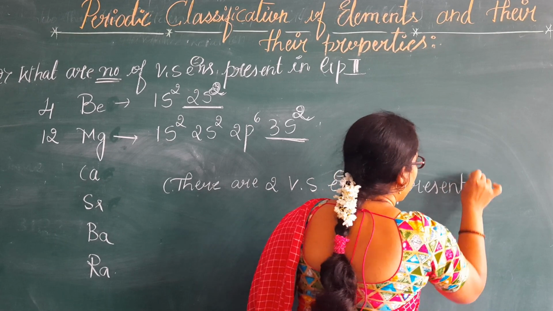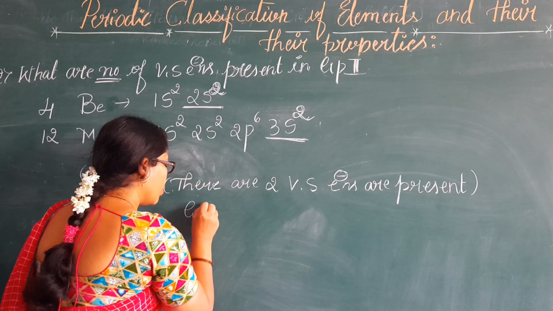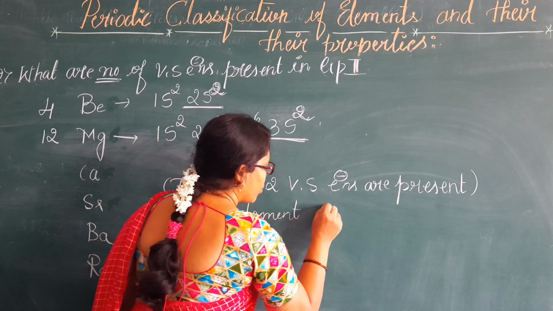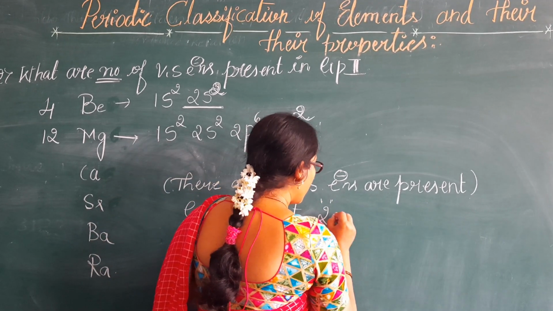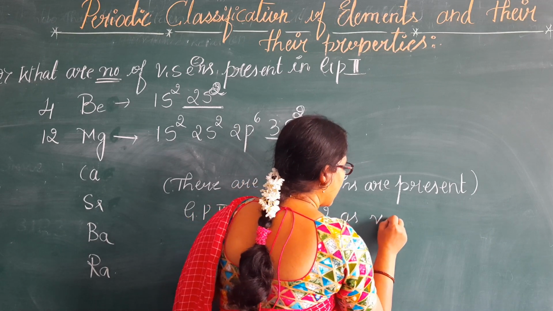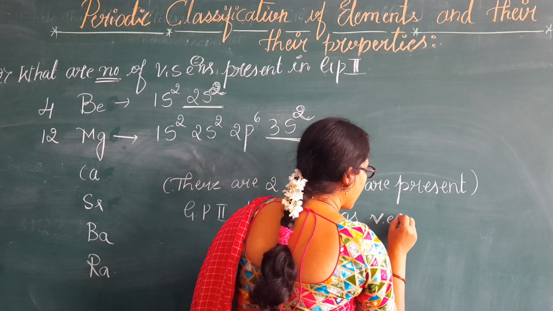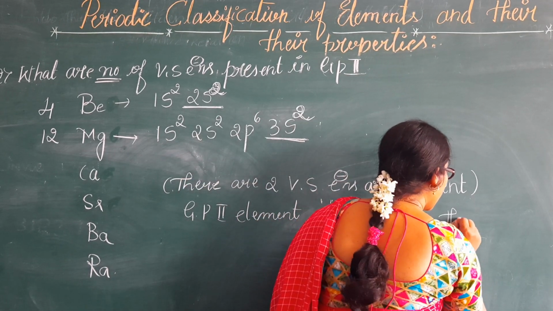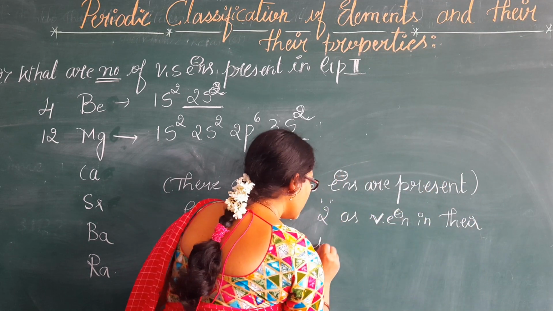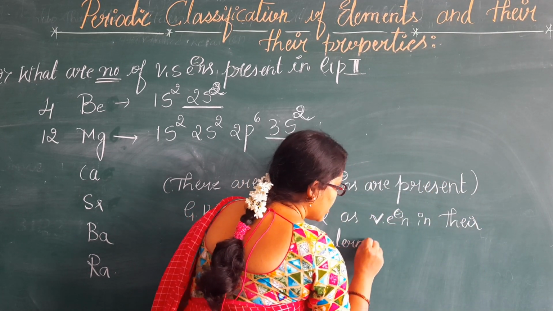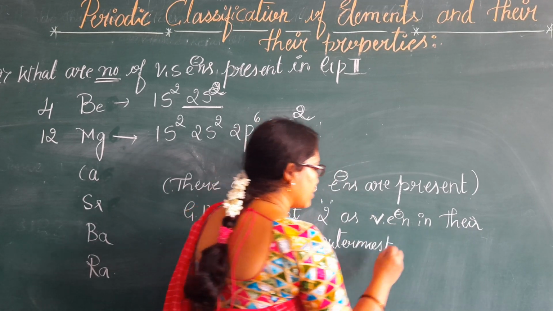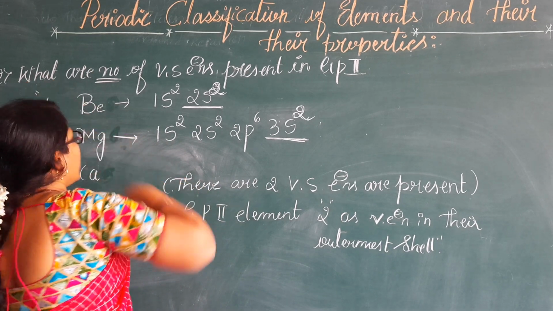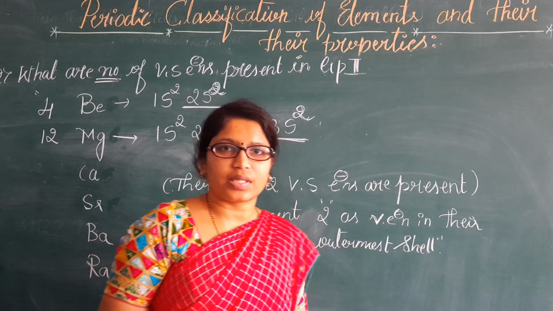Or I can say that group 2 elements show 2 valence electrons in their outermost shell. So this is how you will write the answer for the question they ask. One more point, let me explain with this itself.